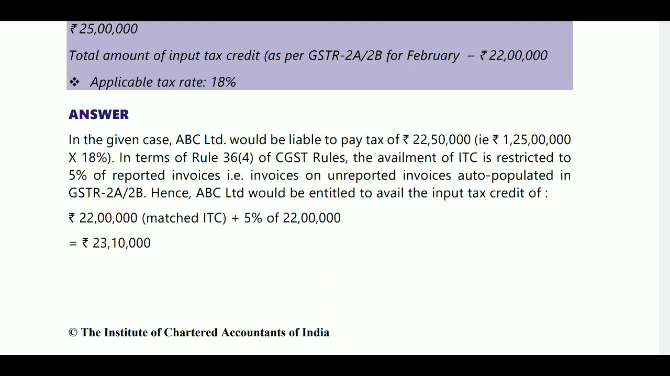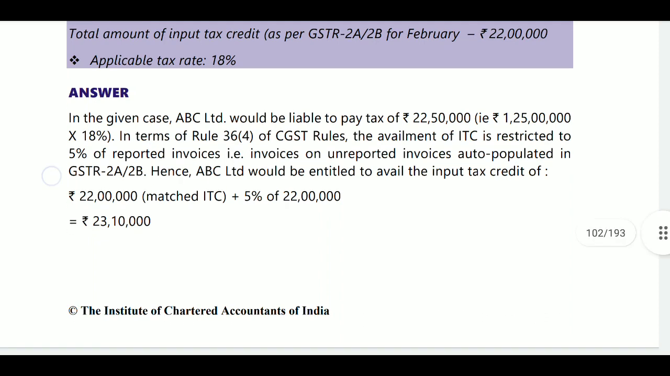Next, in terms of Rule 36 of the CGST Rules, first Rule 36(4). What does Rule 36(4) explain? The availment of ITC is restricted to 5% of reported invoices, that is, invoices and unreported invoices auto-populated in GSTR-2A, GSTR-2B. Hence ABC Limited would be entitled to avail input tax credit of 22 lakhs plus 22 lakhs into 5%, that is 23 lakhs 10,000. He is eligible for 23 lakhs 10,000.